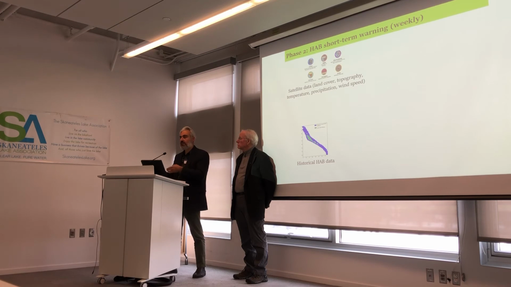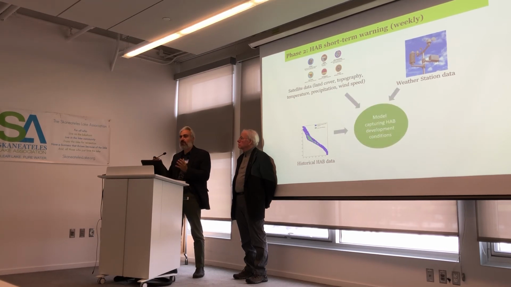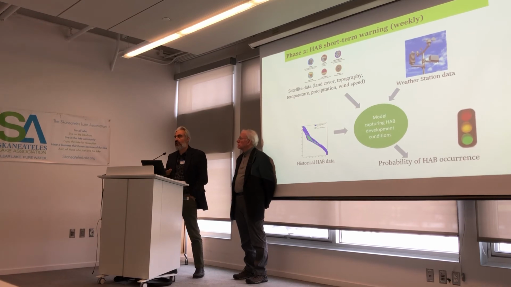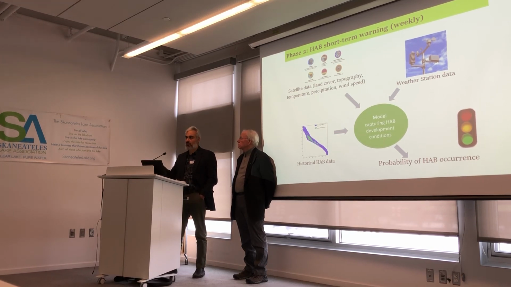We can take the historical HAB data, where it took place. We have other satellite data that we can incorporate that relate to land use, maybe the topography close to the lakes, temperature data, precipitation data, and we can marry that with other field-based data like weather stations, and eventually fit that into a model that can give us a fairly accurate short-term probability of occurrence. By short-term, think of maybe a week ahead of time. So this is phase 2 of what we're proposing, which is obviously dependent on having the historical data from the satellites from phase 1.